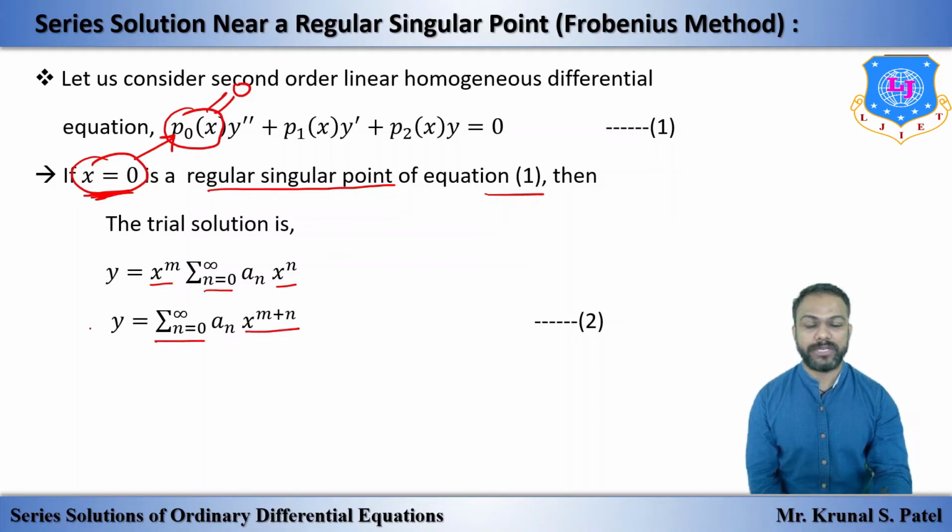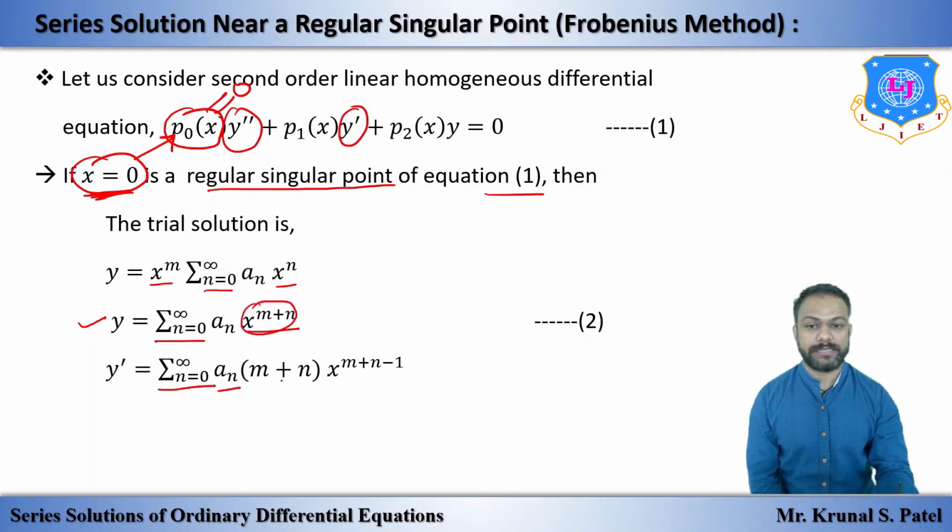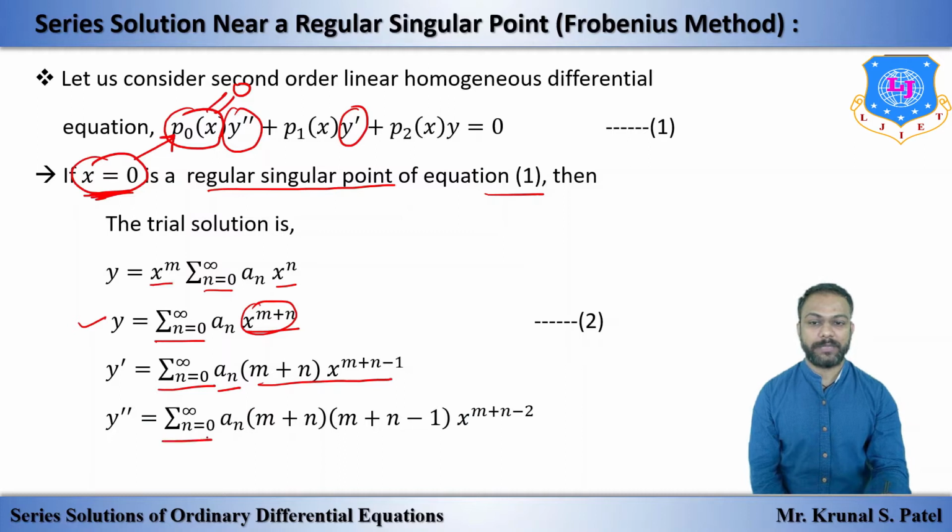Now we will differentiate this y with respect to x 2 times because we need y dash and y double dash. So y dash is equal to sigma as it is, a n constant as it is. Now the differentiation of this is m plus n x raised to m plus n minus 1. Similarly y double dash is sigma as it is, a n as it is, m plus n as it is, and the differentiation of this term is m plus n minus 1 into x raised to m plus n minus 2. Now we will substitute all these values in equation number 1.